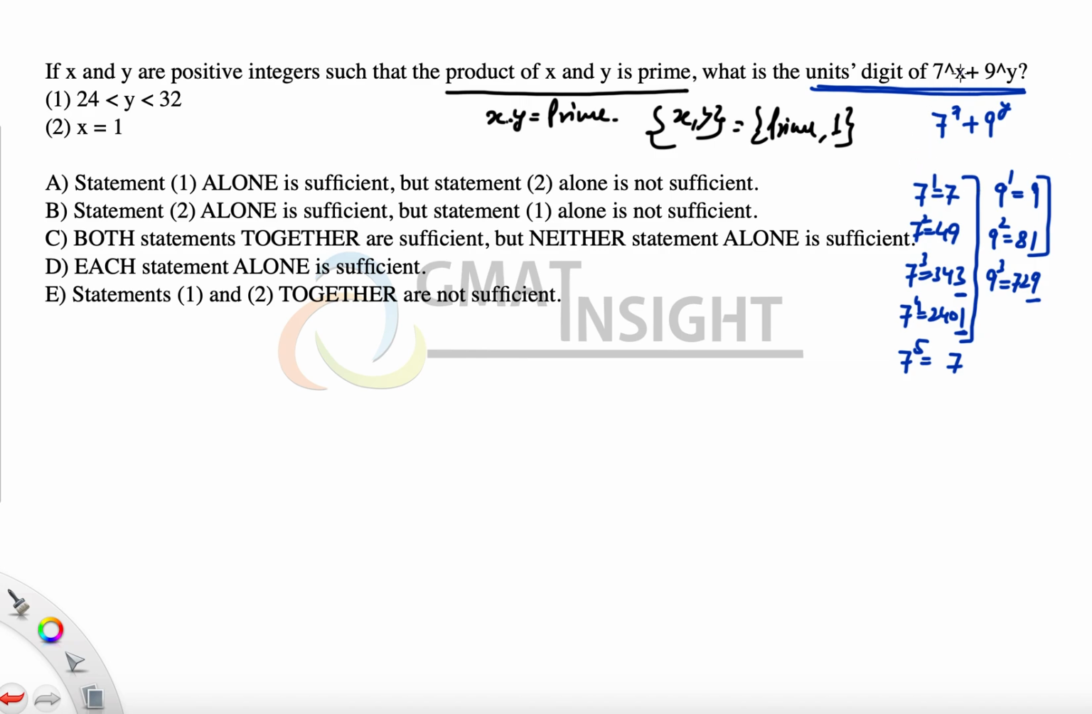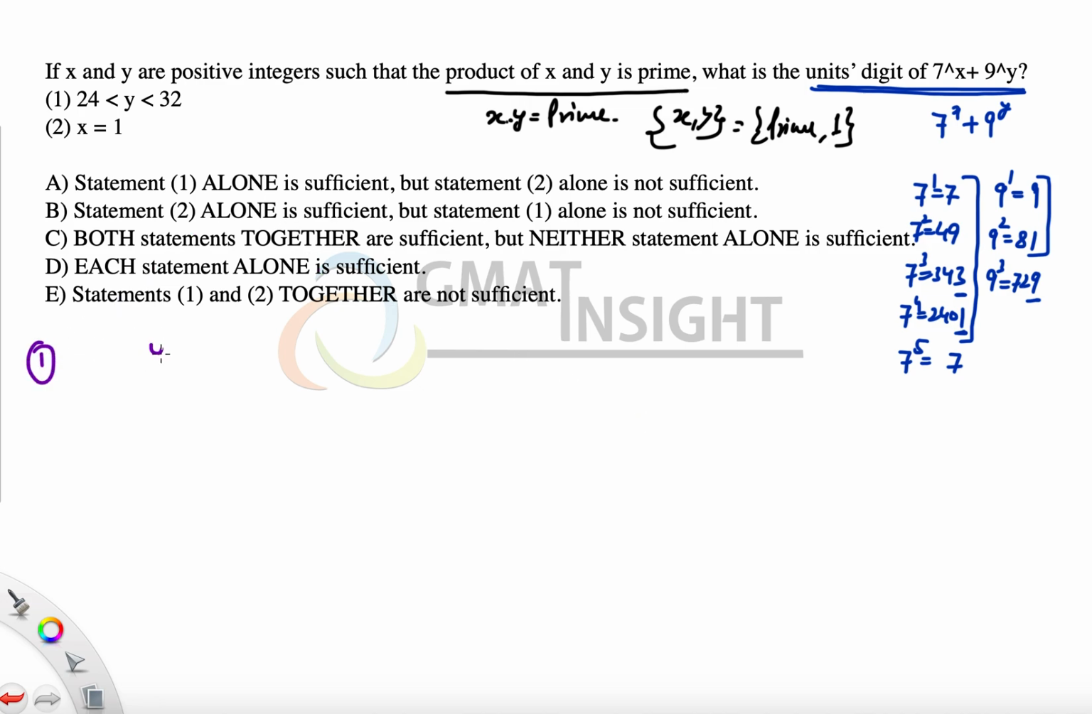So here we need the information about x and y, and we already know that one of them has to be 1 and the other one has to be prime, but which one? That is yet to be known. So let's look at the statements first. I always recommend spending a little time with the question so that it's very clear what exactly we are looking for. If you know that, then understanding the statement becomes far easier. Now let's look at the first statement.